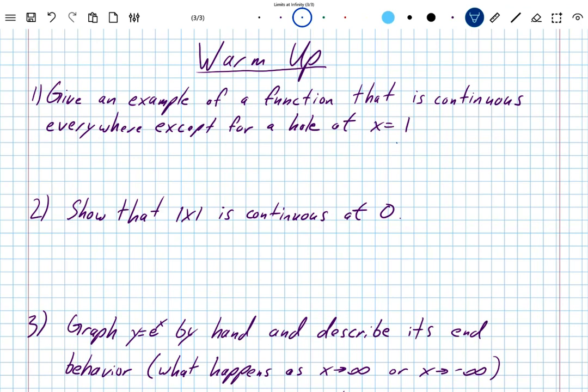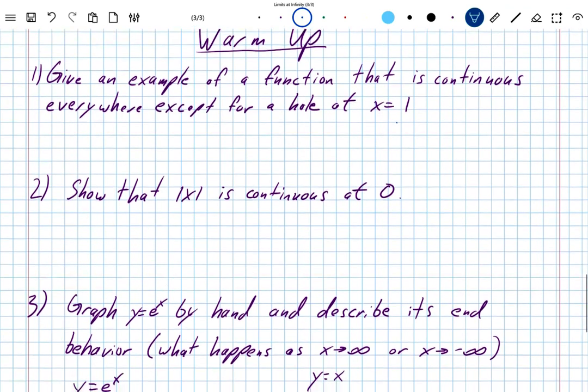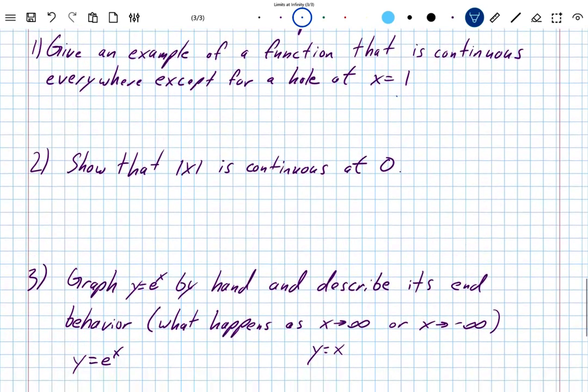Welcome to another warm-up. Give these three a try. Pause the video. See how far you can get.